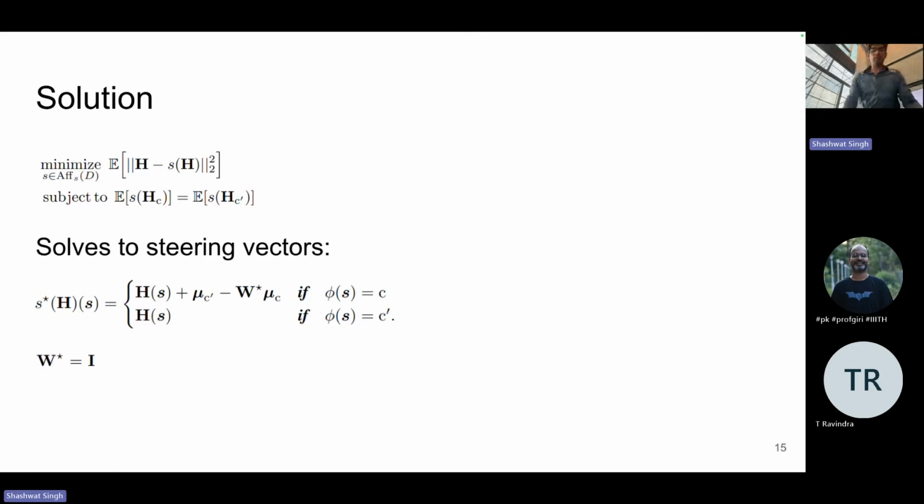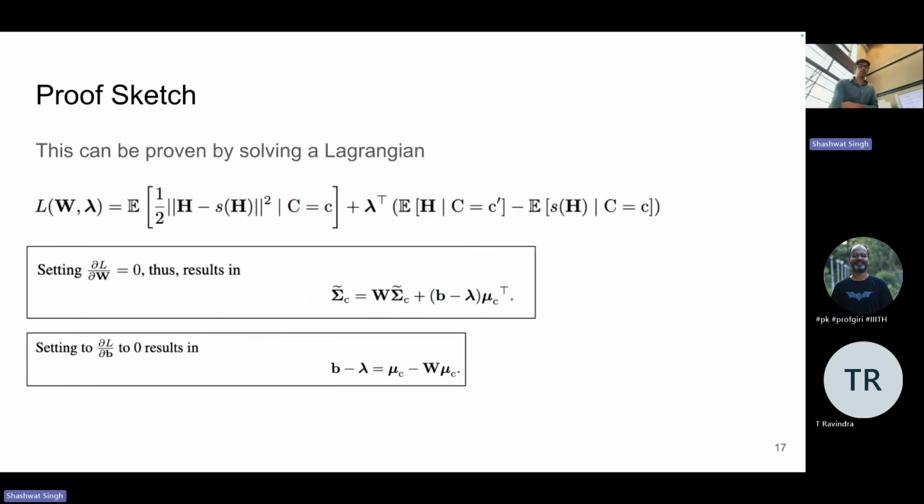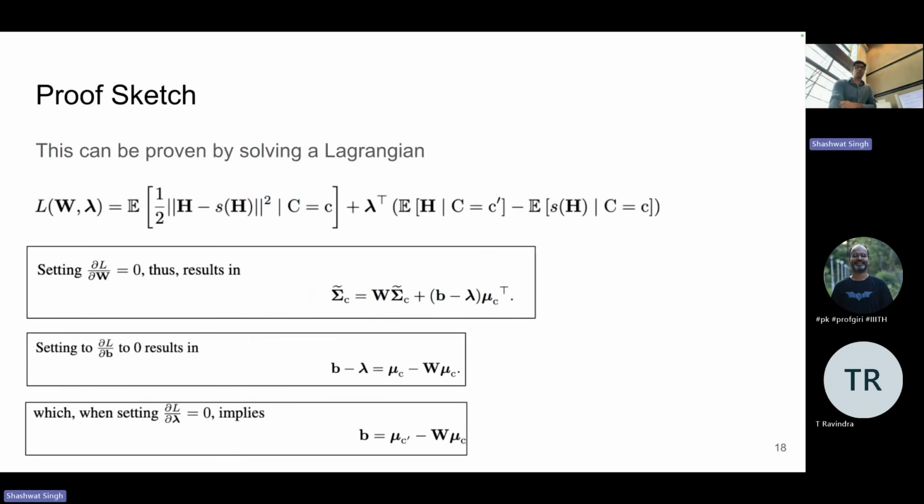So we solve this in closed form. I will only show the verification here, but you can see that I will make the Lagrangian, and I will add the constraints. When you take the derivative with respect to W equal to 0, you end up with that, where sigma C tilde is just the expectation over H H transpose.